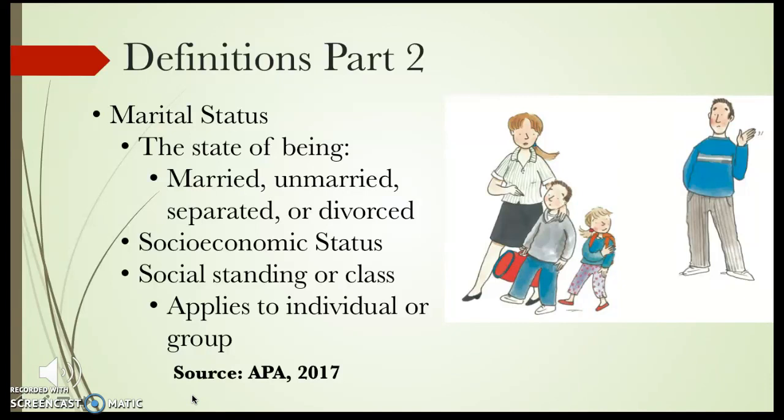Next, we will continue with marital status. Marital status is the state of being married, unmarried, separated, or divorced. Lastly, we have socioeconomic status, also known as SES. SES is a social position determined by a person's salary, employment position, and education attainment. This concludes the definitions of our lesson.